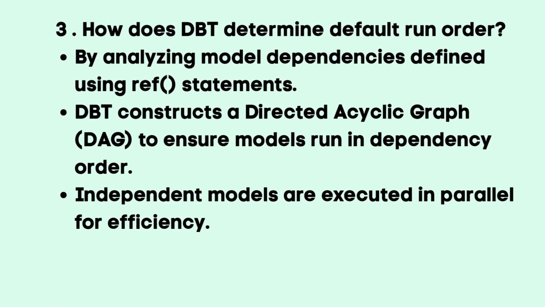How does DBT determine default run order? By analyzing model dependencies defined using ref statements. DBT constructs a directed acyclic graph, DAG, to ensure models run in dependency order. Independent models are executed in parallel for efficiency.